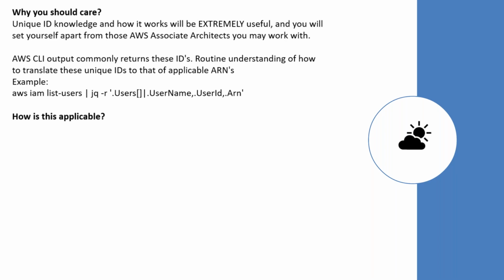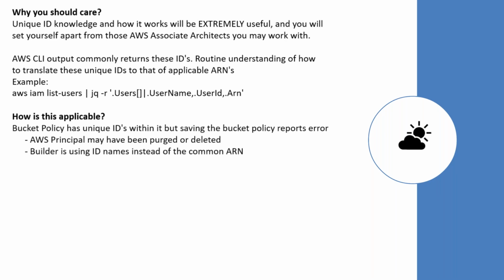And so how is this knowledge applied? We touched on it a little bit. If I were to take that same hash value that we showed earlier, the AROA with the numbers and letters, and try to leverage that as a missing principal, you're going to get that error that the principal may have been purged or deleted. The builder might be using ID names instead of a common ARN. I will tell you that if you do that, it will translate into the ARN should that principal exist.